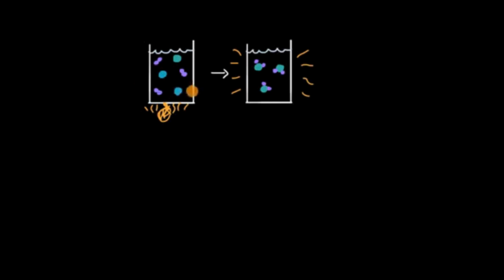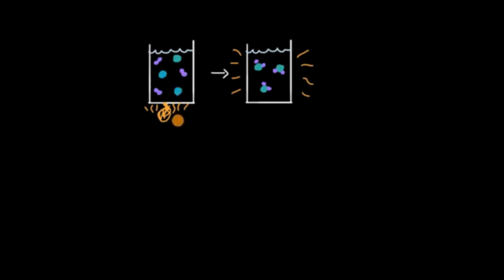So what we have depicted here is a reaction. I have a beaker. In that beaker, I have molecules. I have these purple molecules. I also have these blue ones. And if I were to just leave this beaker at room temperature in my laboratory, nothing is going to happen. These molecules aren't going to react with each other.